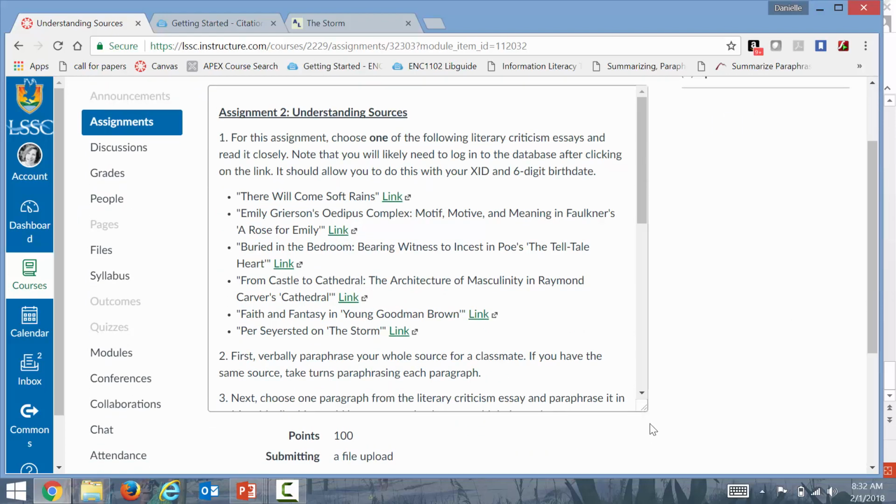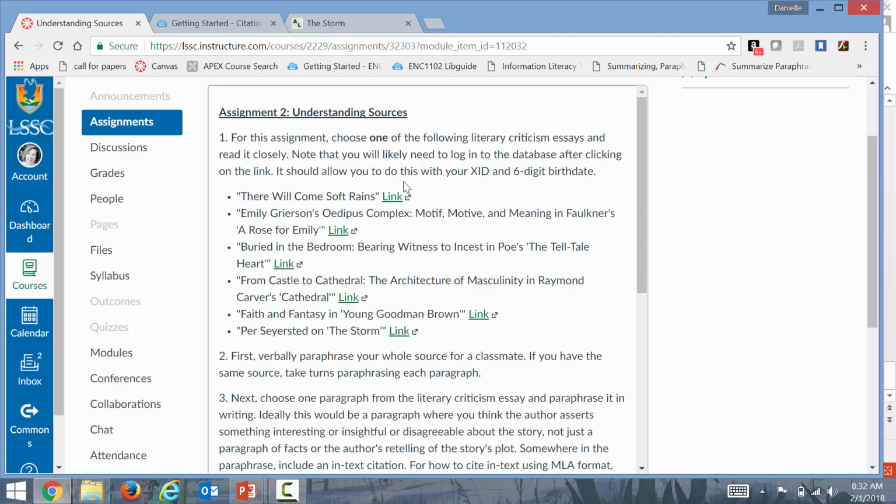So what I would like for you to do here is choose one of the following literary criticism essays and read it closely. Not all of these, but either There Will Come Soft Rains, Emily Grierson's Oedipus Complex, or Buried in the Bedroom. I would say try to pick which essay based on which story you think you're going to write about. If you think you're going to write about Cathedral, read the one about Cathedral. If you think you're going to write about Telltale Heart, write about Telltale Heart. Doesn't mean you can't change your mind for the literary analysis essay, but thinking forward to that, which short story do you think you're going to want to write about?